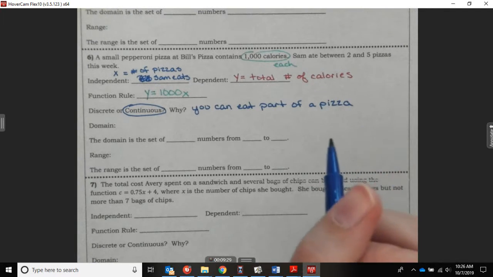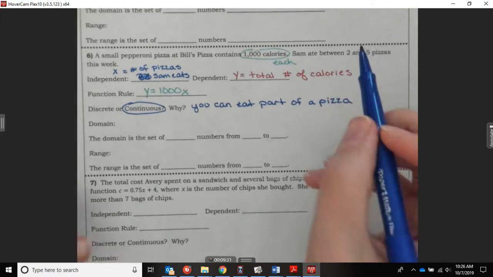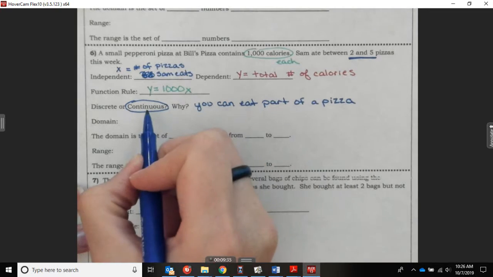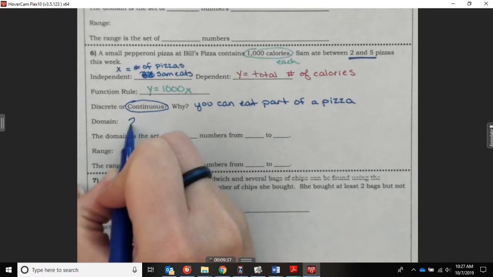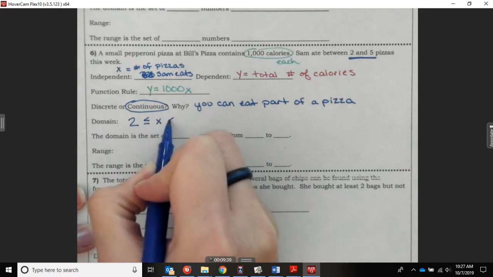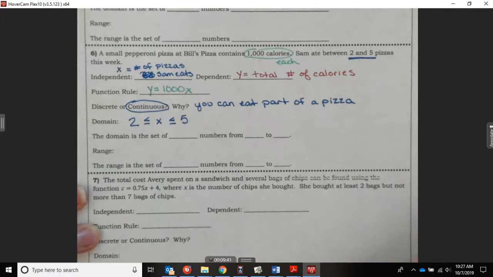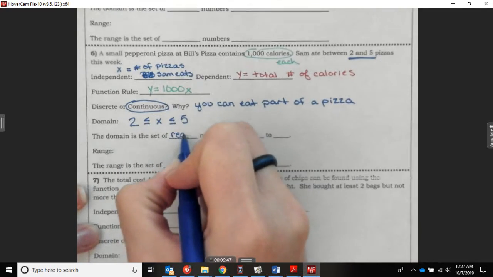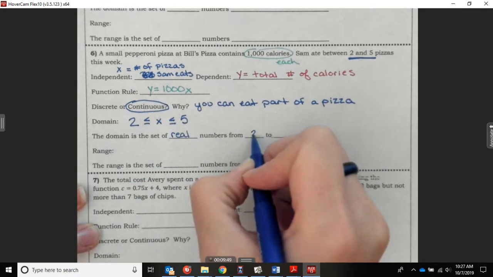this particular problem, Sam ate between 2 and 5 pizzas. So that's my domain. And since I'm continuous, I use inequalities between 2 and 5. And so here we would say it's the set of real numbers because I can have decimals from 2 to 5.